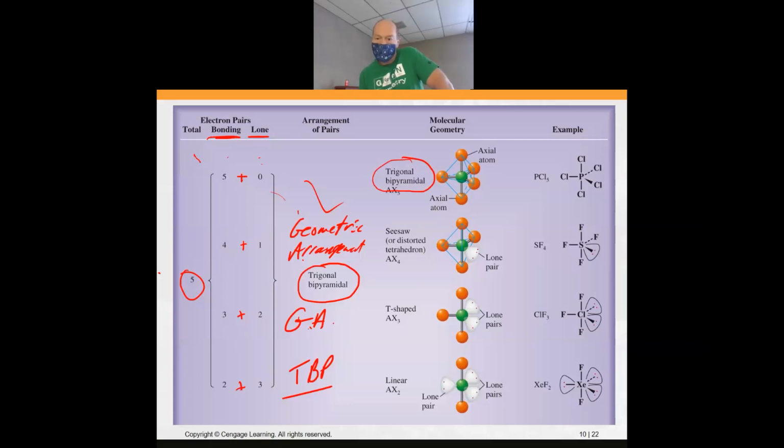If one is a lone pair, and that you cannot see in the molecular geometry, then we have a seesaw. If two of them, and again, they are going in the equatorial positions, lone pairs will always go in the equatorial positions. When two of them are in the equatorial position, then we have a T shape. And finally, if three of those lone pairs are on your trigonal bipyramidal, then you have linear.